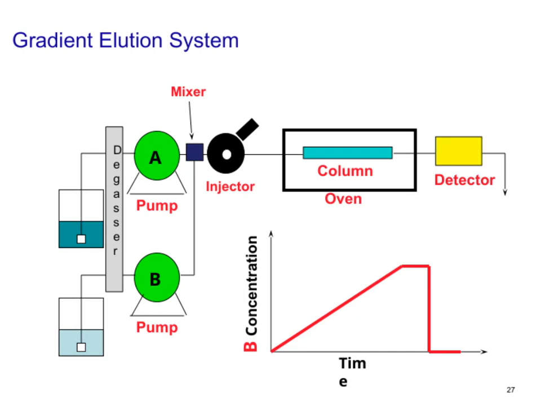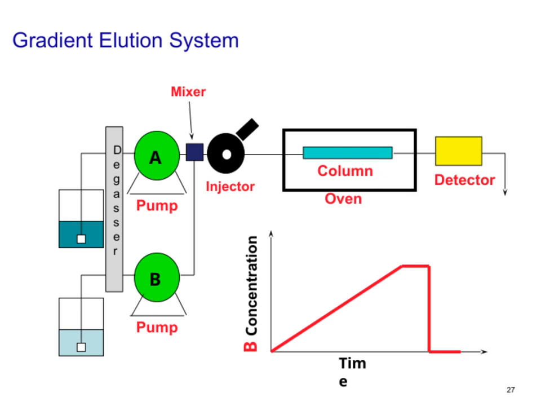Let's take a closer look at the key components of the gradient elution system, starting with the degasser, which is essential for removing dissolved gases from the solvents. This step helps prevent bubble formation that could disrupt the flow or affect detection. Next, we have the mixer, where different solvent streams are combined to create a gradient.